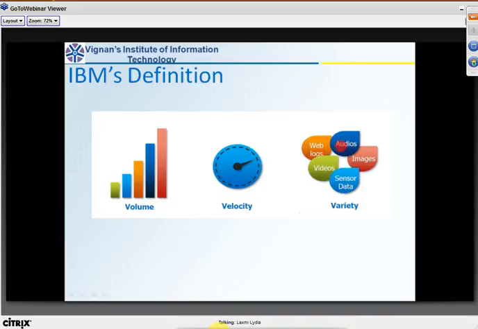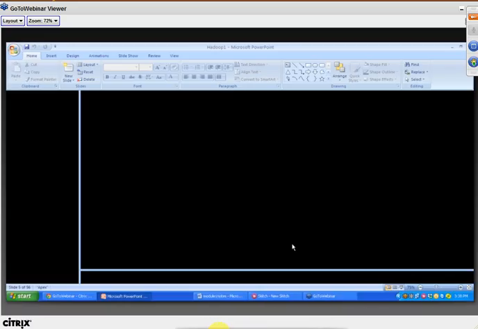From the big data aspect, we can get big data from web logs, from audio files, from videos, sensor data, images. So these are all the varieties of data which you find in big data. So IBM has defined big data as always bigger in volume, bigger in velocity, bigger in variety. In this manner, IBM has defined big data.